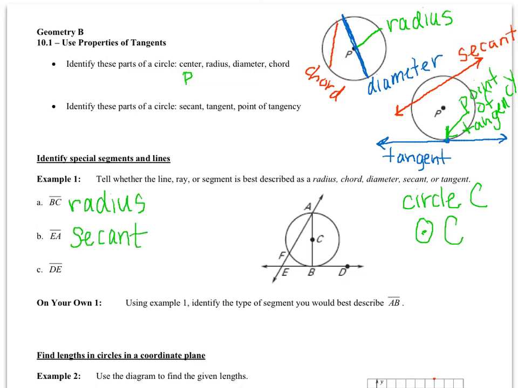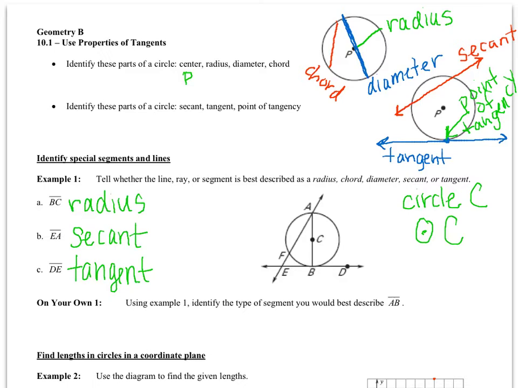The next one, segment DE. D is right here and E is right here. So this is another line segment that is outside of the circle. It's only touching in one location. We would call that a tangent. Good idea would be to pause it and try the next one on your own.